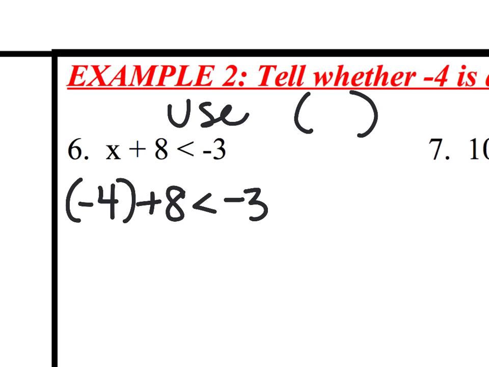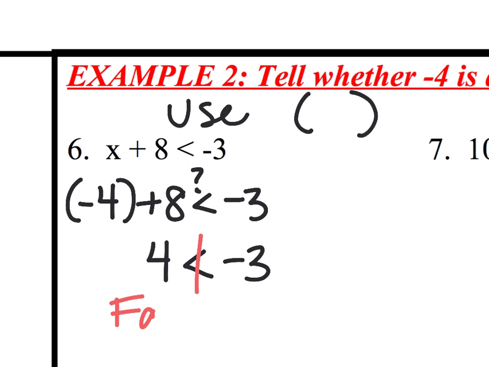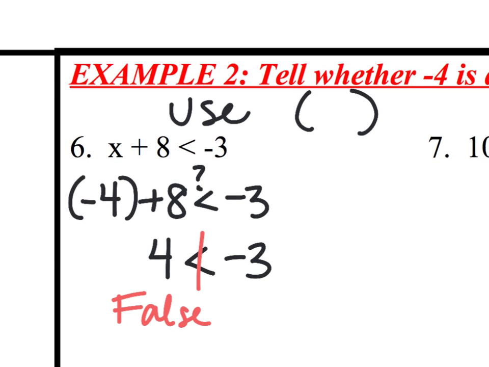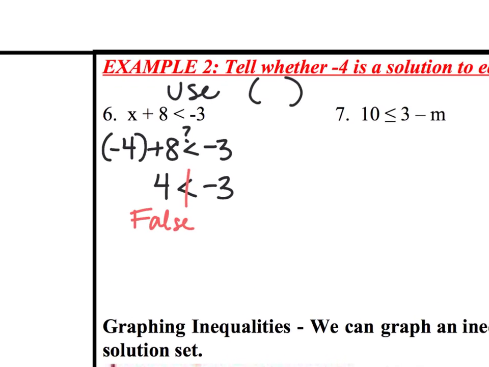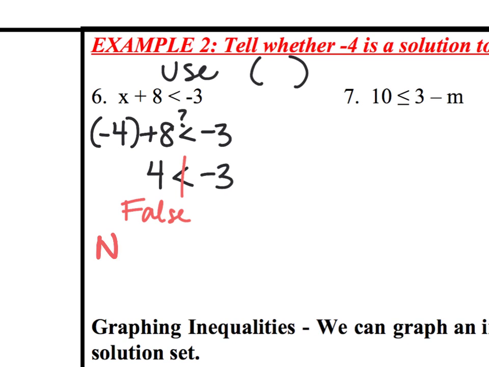So negative 4 plus 8 is 4, because I'm at negative 4 and I go up 8. We're trying to see if this is true. 4 is less than negative 3. Well, 4 is greater than negative 3, so this is false. So I'm going to put like a slash through my equal sign. Let's say that's false. And because it's false, that means that no, negative 4 is not a solution of that inequality.